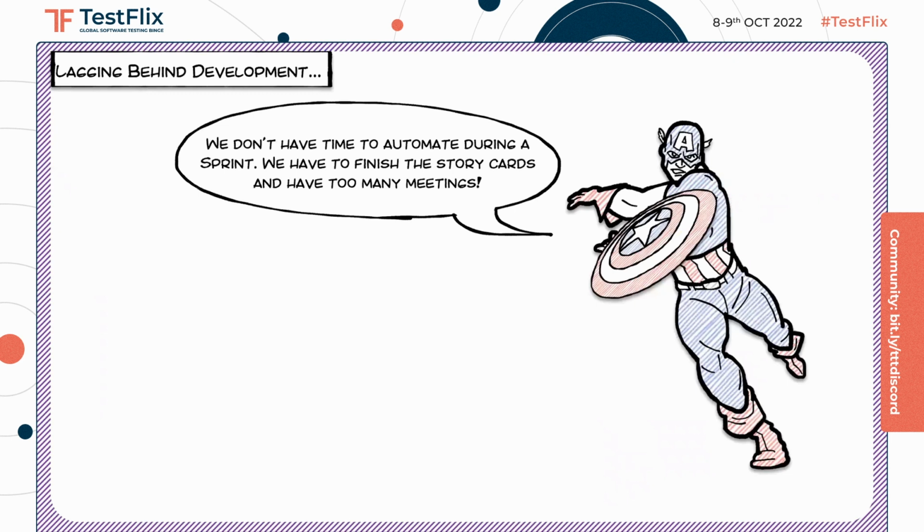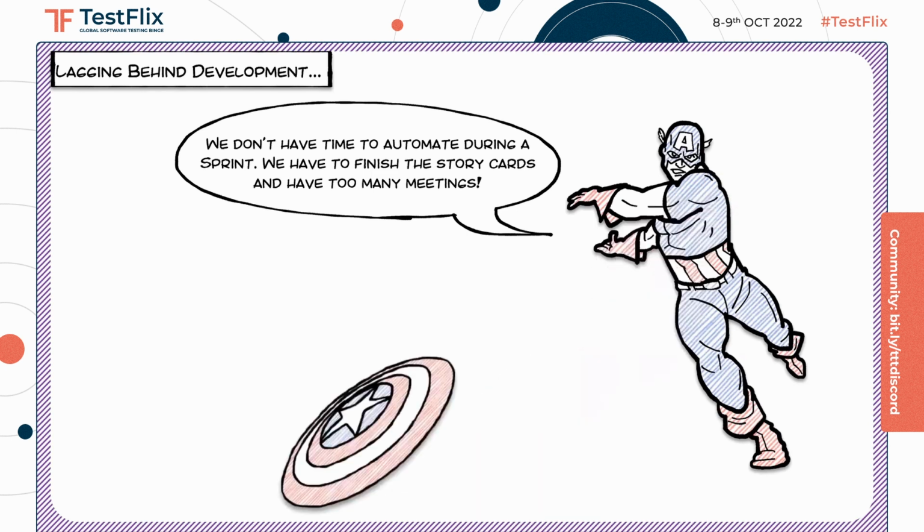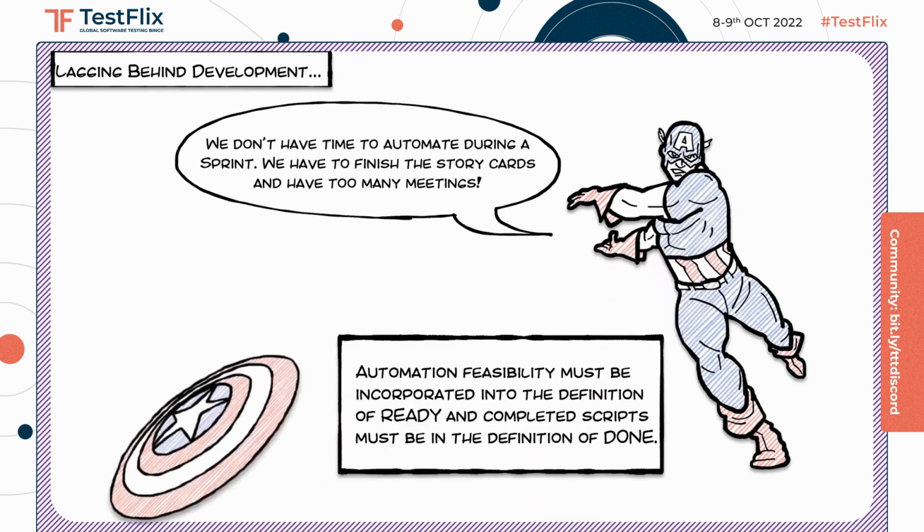Lastly, I've seen automation lag behind development by a sprint or two. How can you actually say stories are done if you haven't fully tested it? You want automation feasibility baked into your definition of ready and completed scripts in your definition of done. You need to have automation execute successfully, at least in an environment, before you can say the story is ready to move over to the next environment. You do so by implementing those practices that I mentioned, so that you can have automation working concurrently with development work.